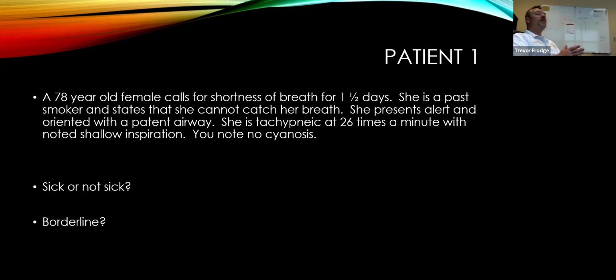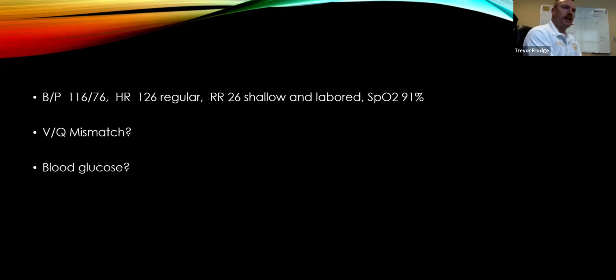She's not sick. But is she borderline? She's got some pretty rapid respirations. She's outside the norm. She's got some shallow inspiration. So even though she's breathing fast, she's not breathing well. Her tidal volume is low. She's not taking big, deep breaths. And so again, the question here has to be, why? So we probably get on some oxygen.